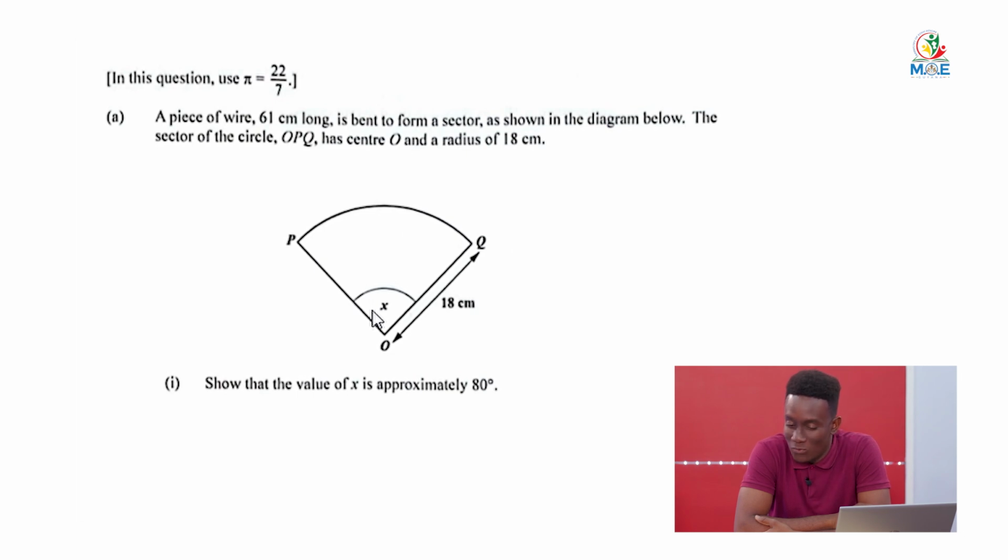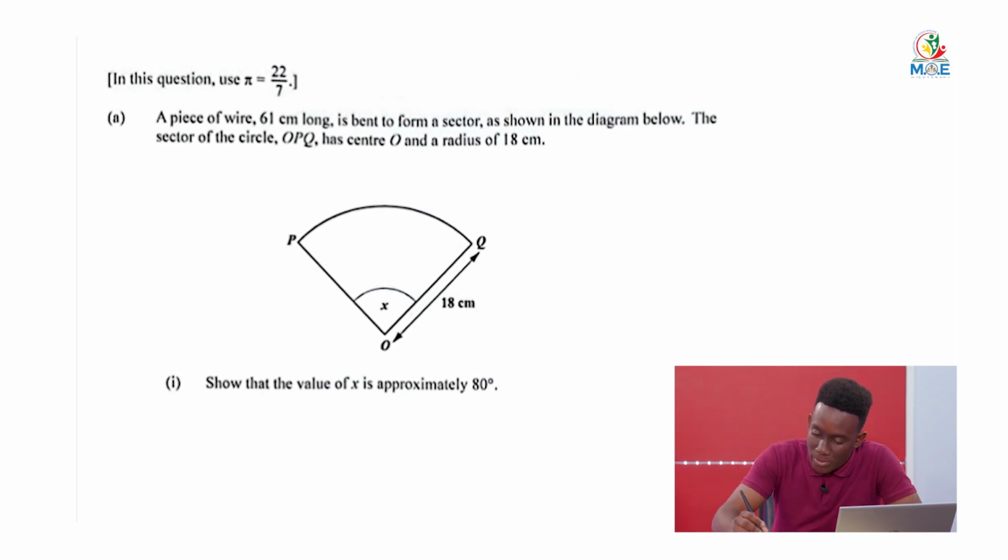It says a piece of wire 61 cm long is bent to form a sector as shown in the diagram below. The sector of the circle OPQ has center O and a radius of 18 cm. Show that the value of x is approximately 80 degrees. So they want us to show that this value here of x is approximately 80 degrees.